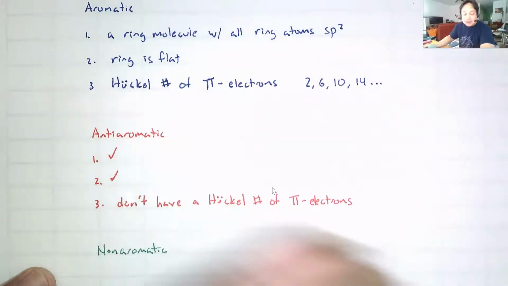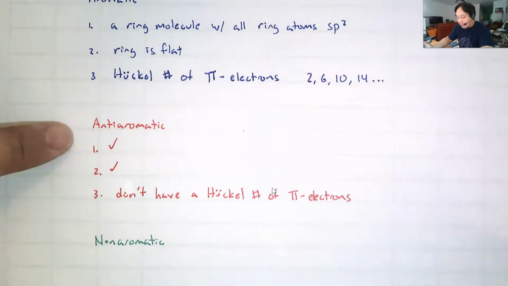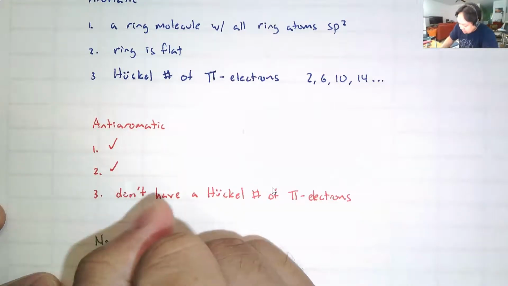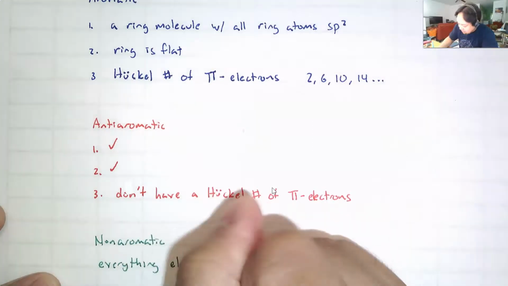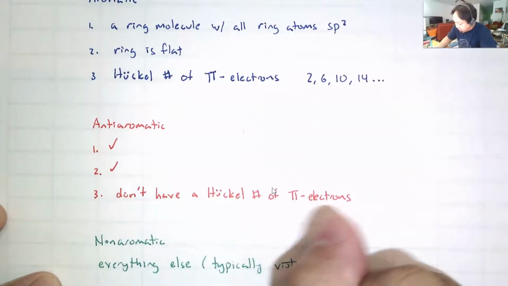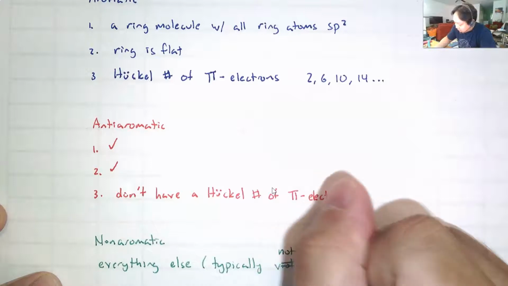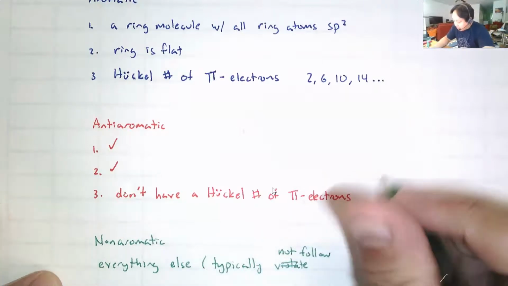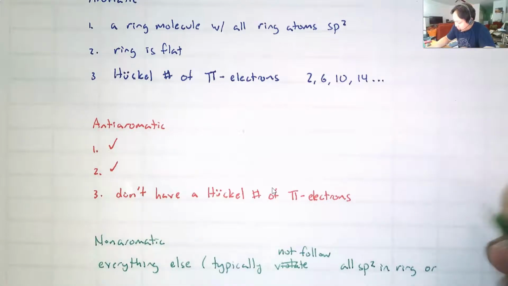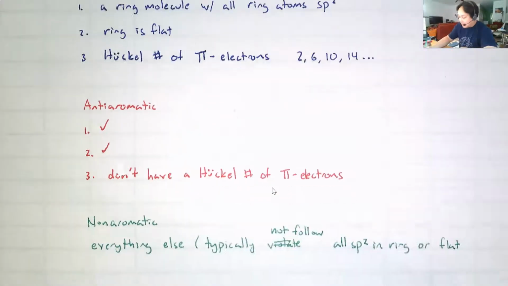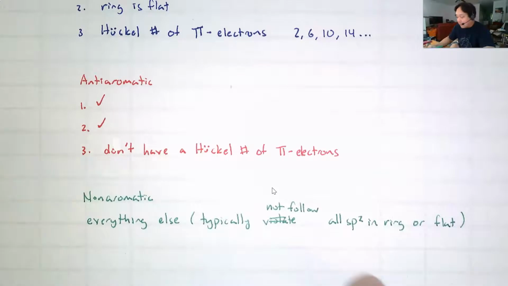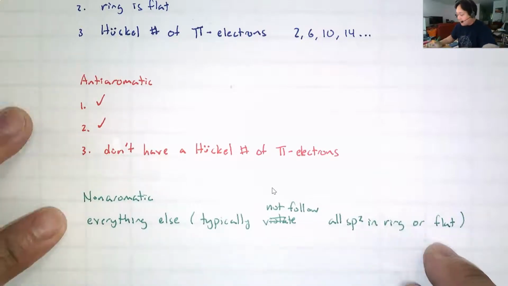And how do we get a non-aromatic molecule? By violating either rule 1 or rule 2. So you could say everything else. And typically you don't follow, let's not use the word violate, you typically do not follow all sp2 in the ring, or flat. So if you have an sp3 carbon in the ring, automatically non-aromatic. If your ring is not flat, automatically non-aromatic. Okay.